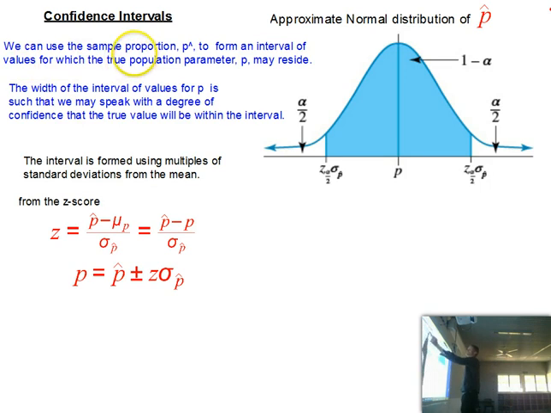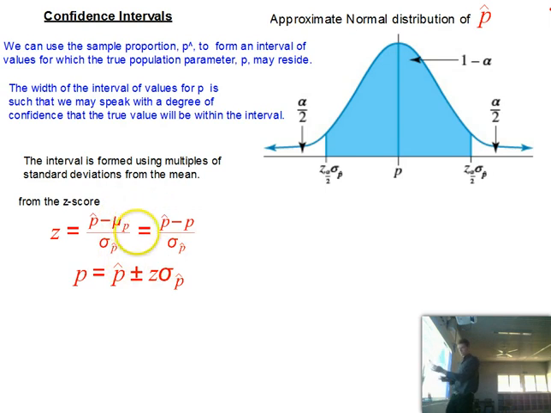So we can use the sample proportion, p hat, to form an interval of values in which the true population parameter may reside. We're going to draw on what we know about the sample to say things about the population. Now the width of the interval, the range of those values for p, is such that we speak with degrees of confidence that the true value is within that interval. So I might say I'm 90% confident, 80% confident, 99% confident is probably the best. The interval is formed by using multiples of standard deviations from the mean, drawing on the assumption we've made: it's approximately normal distribution of p hat.